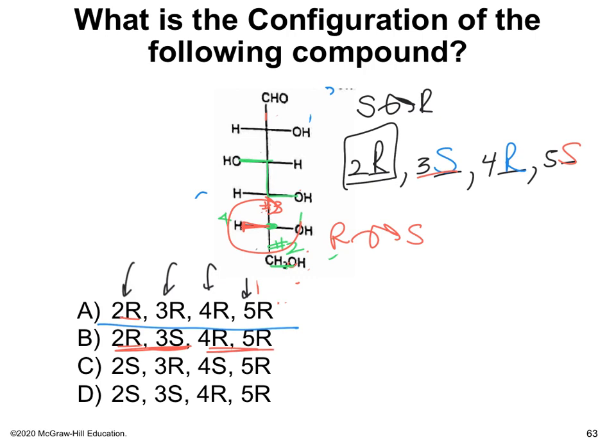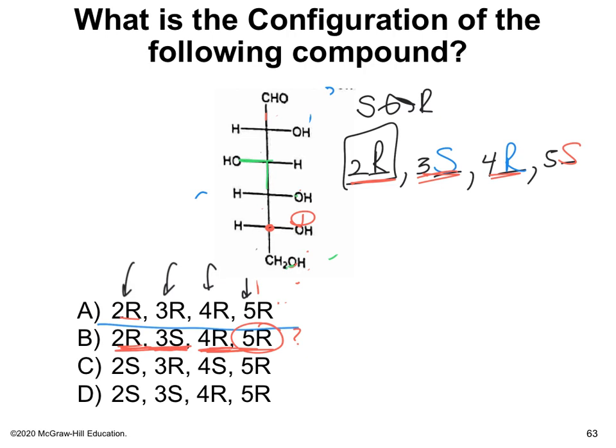Okay, did I mess up here? Let's see, we got 2R. We have 3S, we have 4R. So let's see, let's do this one again. It might just be, if something like that happens, we'll make it a fill in the blank.